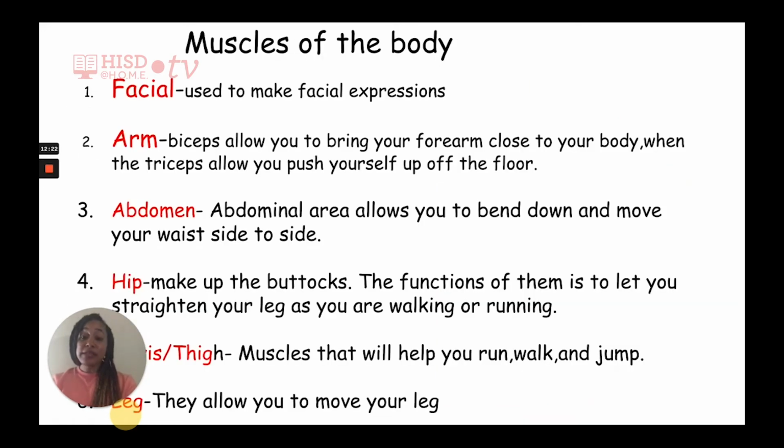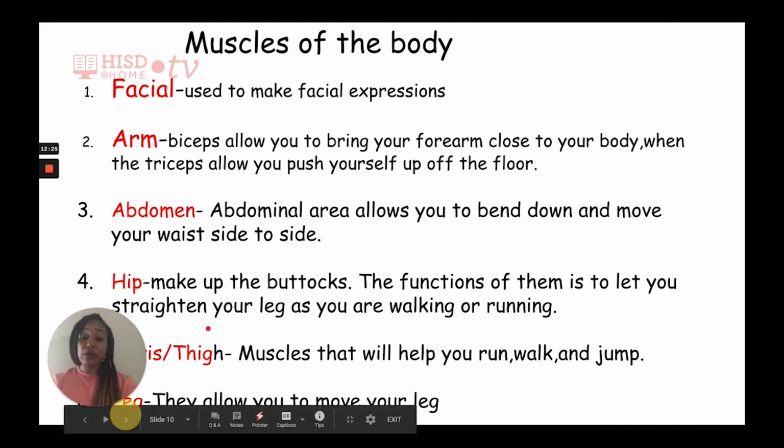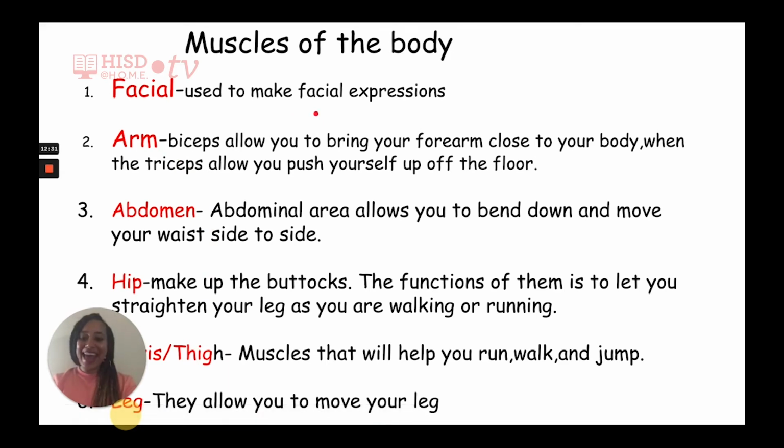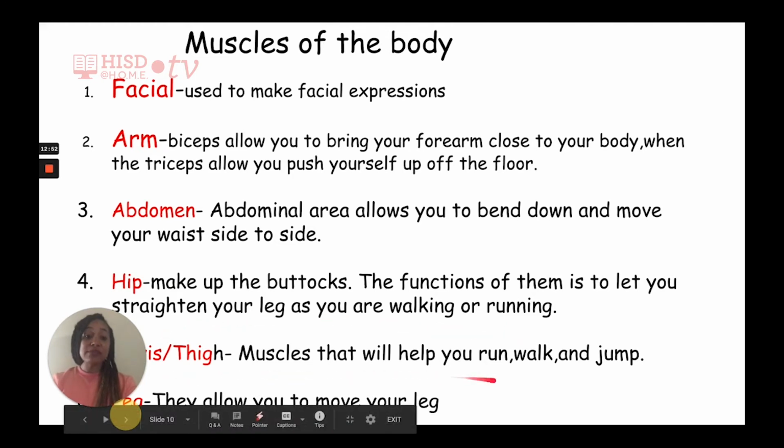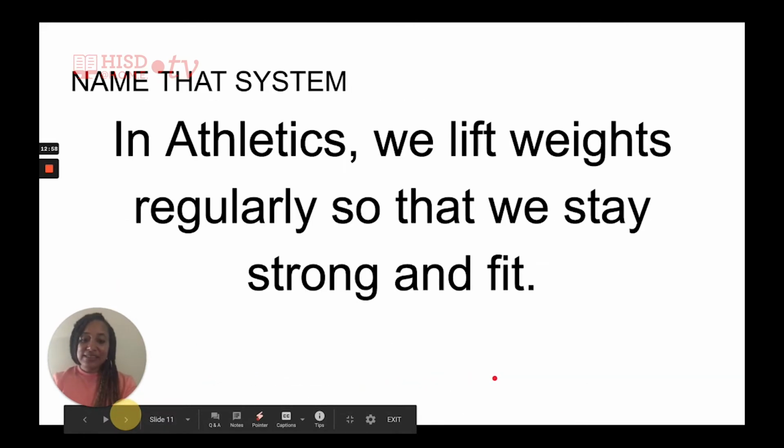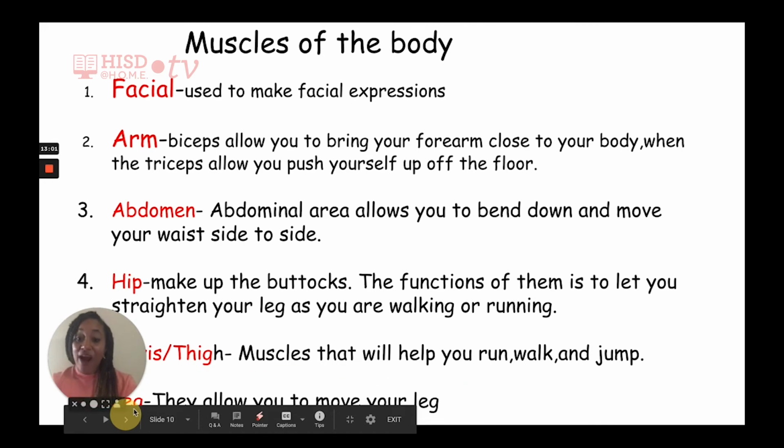The major components of our muscular system include muscles in our face, used to make facial expressions like I'm doing right now, smiling. Our arms, the biceps allow us to bring our forearm close to our body. Our abdomen allows us to bend down like I'm doing right now. Our hip allows us to straighten our leg as we're walking or running. Our thigh helps us to run, walk, and jump. And the last one, it's kind of hard to see, our leg. They allow us to move our leg, so the muscles in our leg.